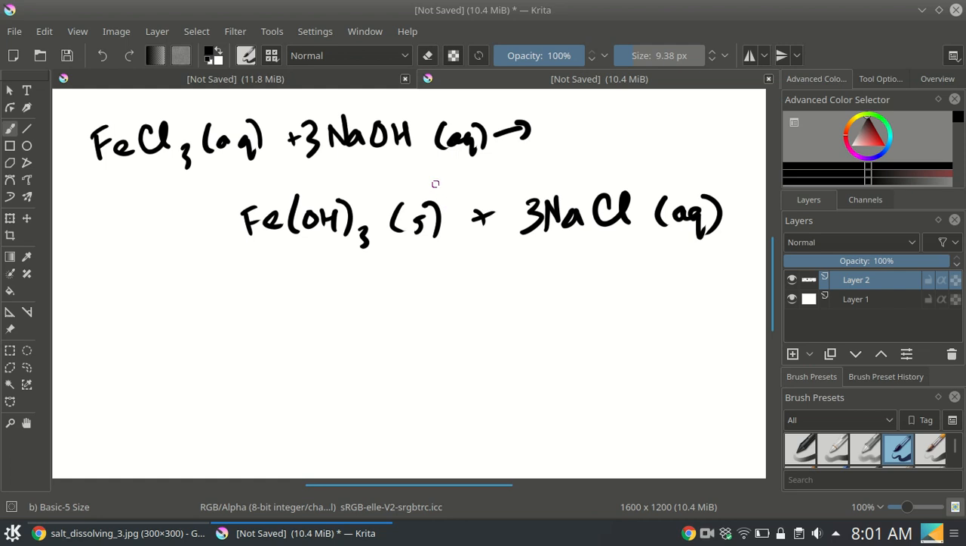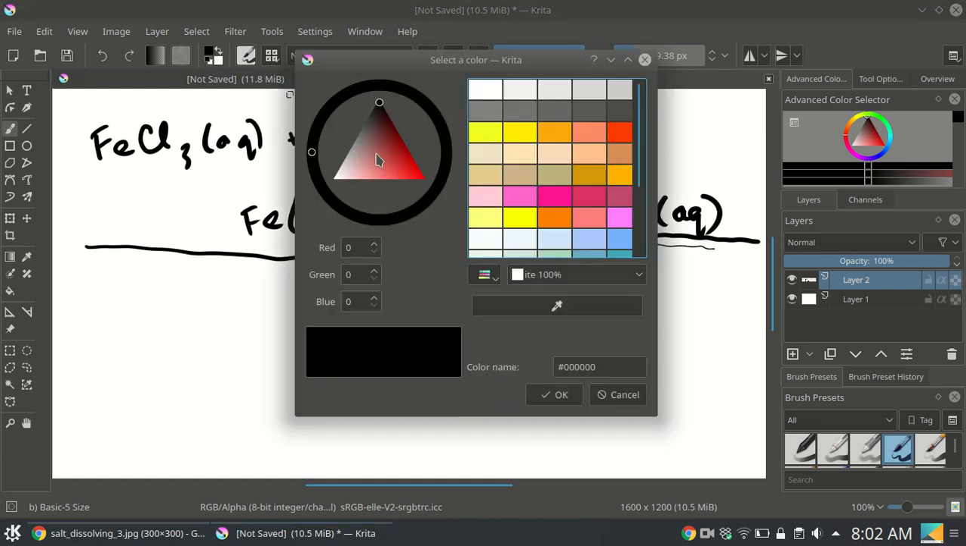Now, this is the balanced molecular equation. I've written everything here as though they were molecules. But you know, NaCl does not stay together in water. It separates. So if I want an accurate equation that shows exactly what was happening in the water, I would write the total ionic equation, or the complete ionic equation, right? Let me see if I can get a different color for you for this.